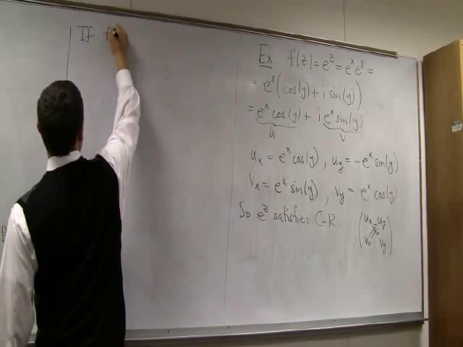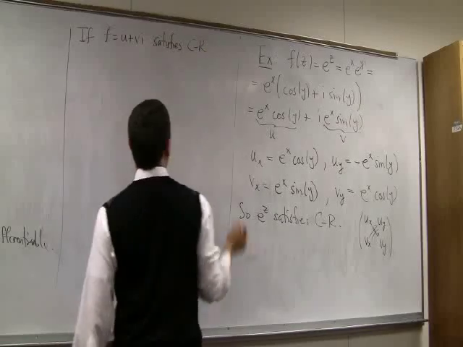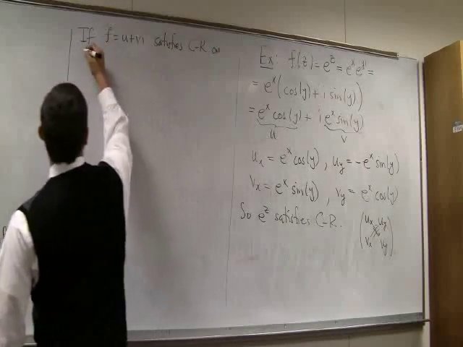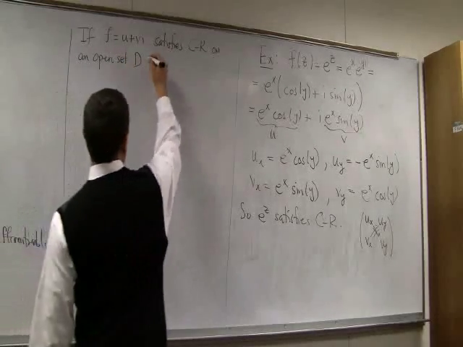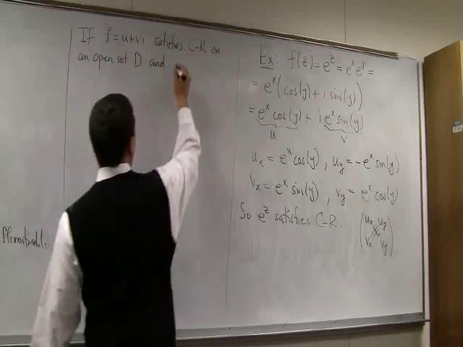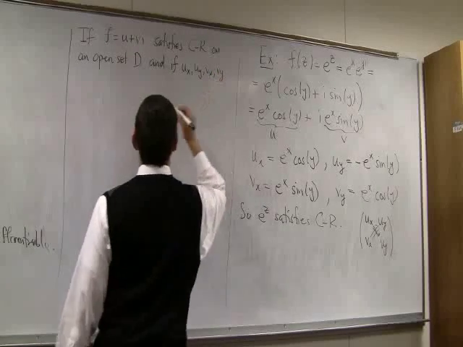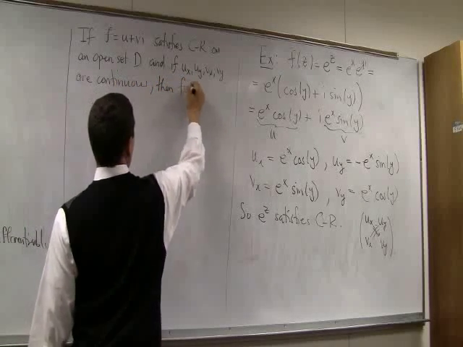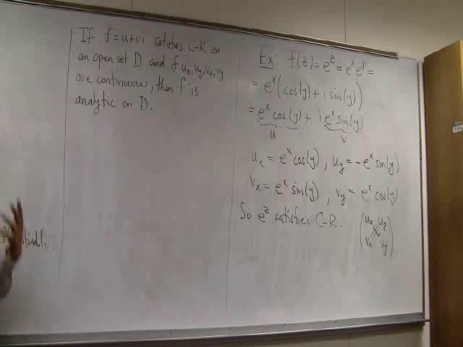If f equals u plus vi satisfies Cauchy Riemann on an open set D, and, so there better be an and, if ux, uy, vx, vy are continuous, you need continuous partial derivatives, then f is analytic on D. It's differentiable.